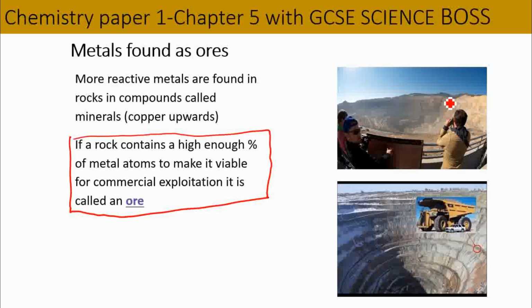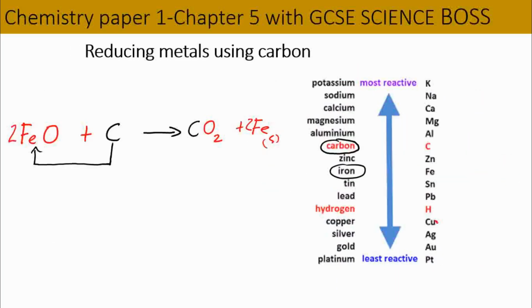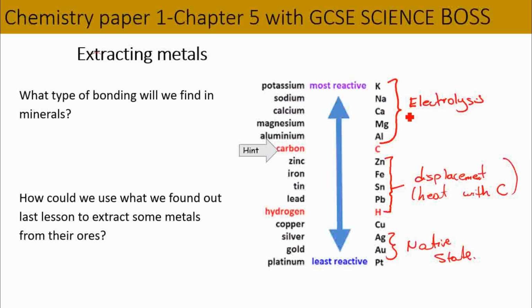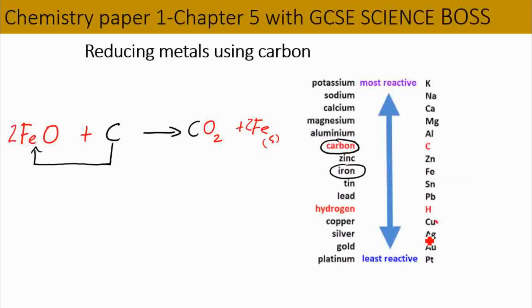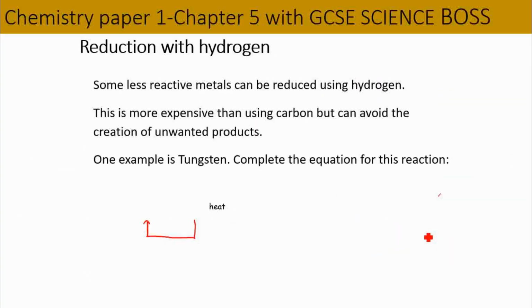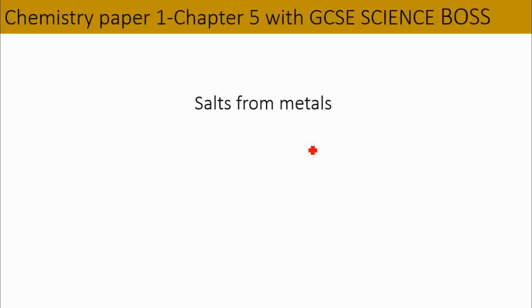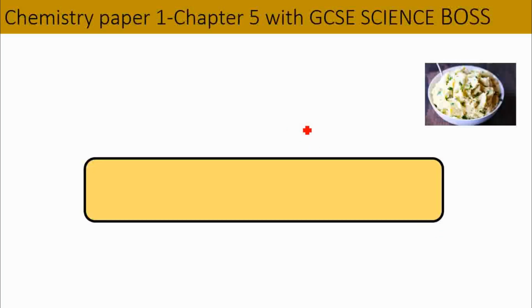So to summarize, those at the top, we use electrolysis. Those below carbon, we can displace it with carbon because carbon is in huge abundance. And those at the bottom, they're found in their native states. Okay, good. Now, let's look at how we form salts from metals.